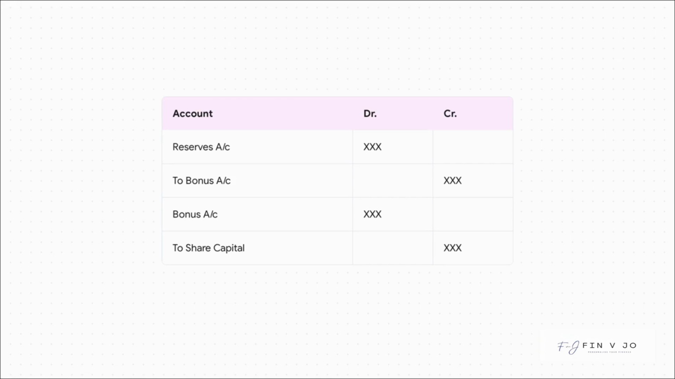We debit that temporary bonus to shareholders account to zero it right back out, and we credit, or increase, the main share capital account. Boom. Just like that, the profits have officially been capitalized.